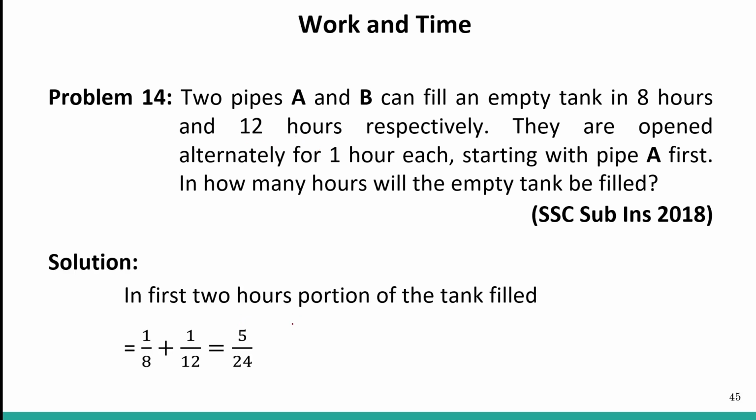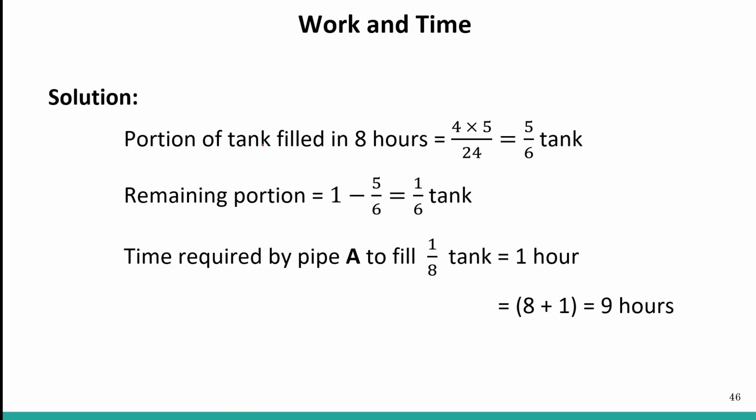Let's see. In the first 2 hours, the portion of the tank filled is 1/8 + 1/12 = 5/24. So the portion of the tank filled in 8 hours is 4 × 5/24 = 5/6 of the tank. So the remaining portion is 1 - 5/6 = 1/6 of the tank.